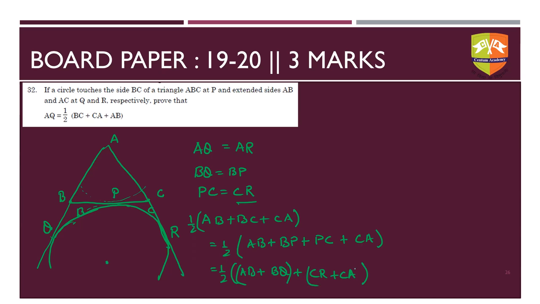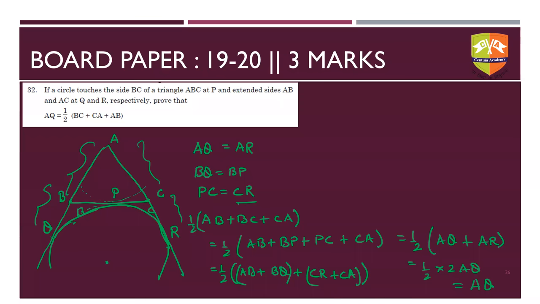Now, if you see, this is half of (AB plus BQ, which is AQ, and AC plus CR, which is AR). But AQ and AR are themselves the same. So half into twice AQ. So hence AQ.